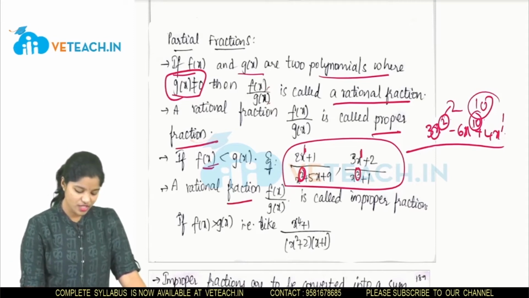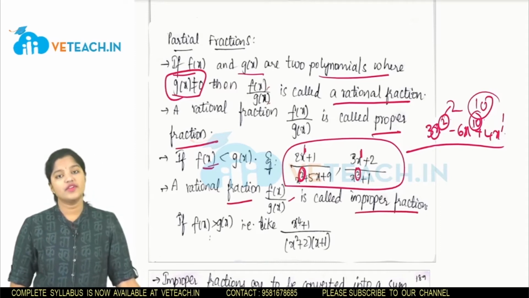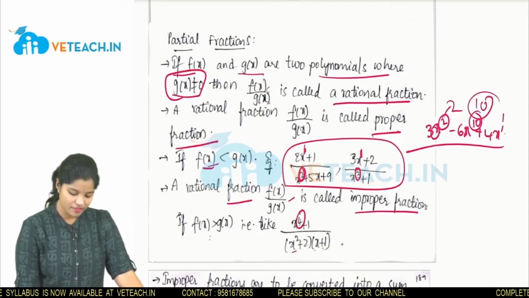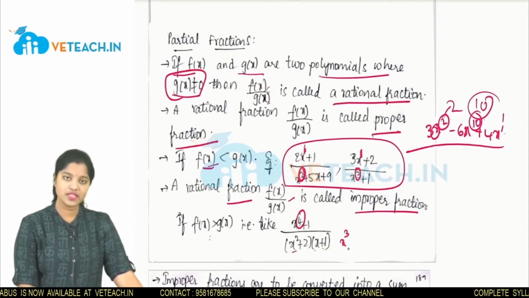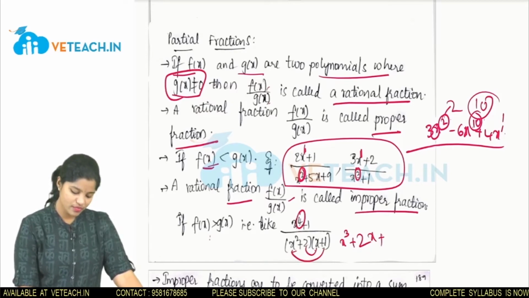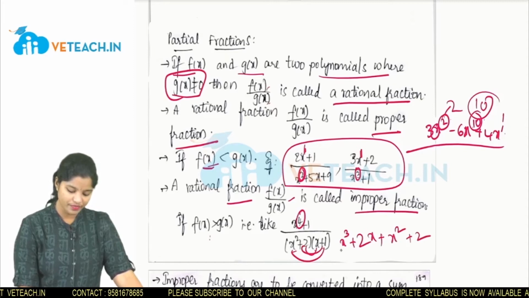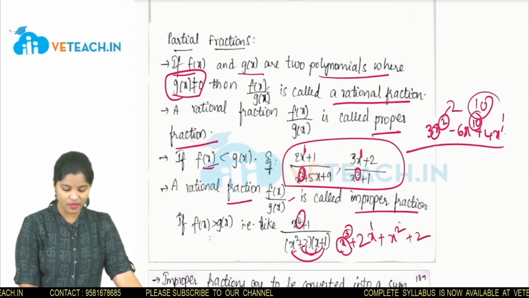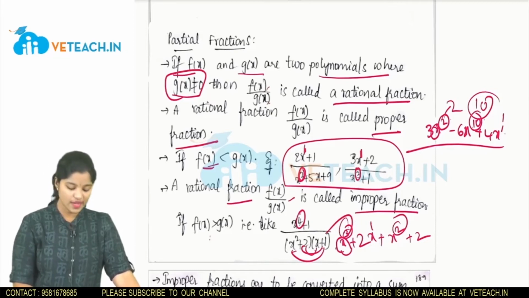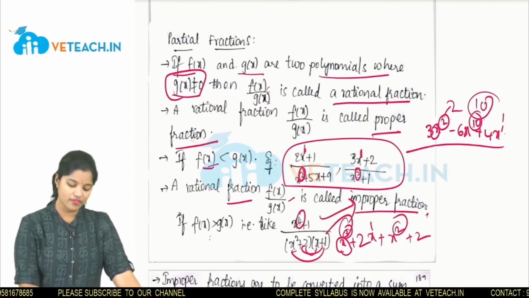The rational fraction f of x by g of x is called an improper fraction if the degree of f of x is greater than that of g of x. That is, here it is 4. And the highest power in the denominator, if you multiply, what will we get? x square into x cube plus 2 into x plus 1 into x square plus 1 into 2, that is 2. So here x cube, x power 1, x square. So the highest degree here is 3. So 3 is less than 4. So it is an improper fraction.